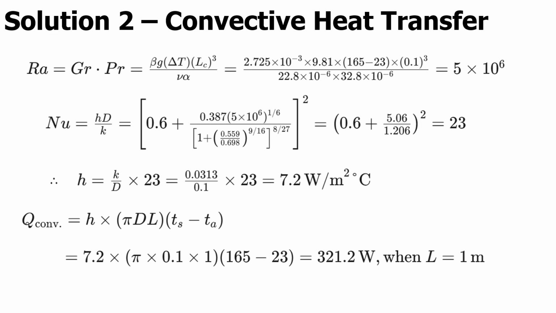Finally, to find the total heat loss Q from the pipe per unit length, we sum the radiative and the convective heat loss. So this equals 441 plus 321.2, and we get 762.2 watts. Therefore, the total heat loss is as given, and this concludes our example.